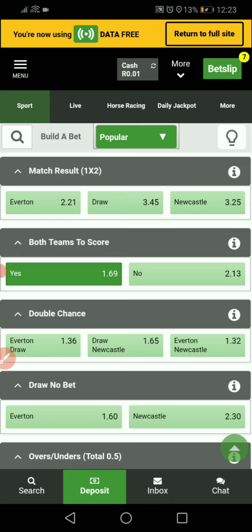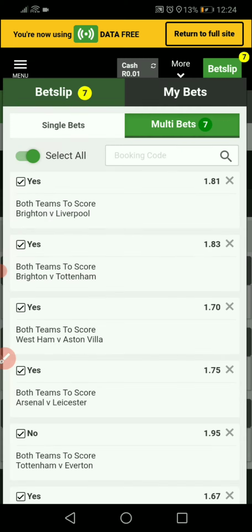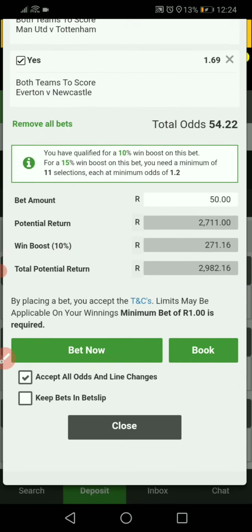They're going to commit both teams to score. The chance is very high for both teams to score. The numbers are too close, guys. So that's why I choose both teams to score. And now I guess you understand. So guys, let me go here. Okay, giving us 2,982 rand.